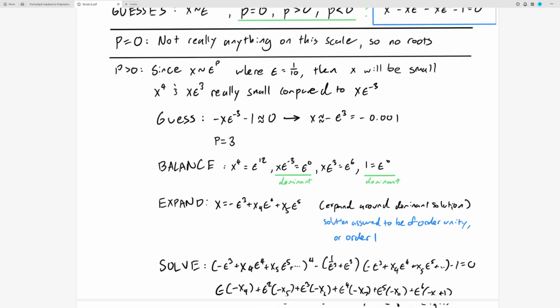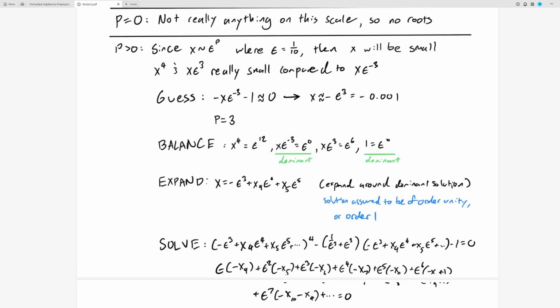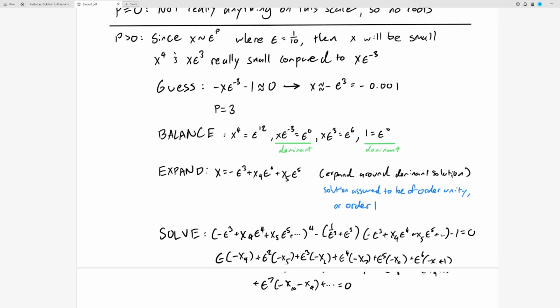Well, you're going to see that x to the 4 equals e to the 12, which is really small, of course. X e to the negative 3 is going to be e to the 0, which is on the order of 1, or order unity. X e to the 3 equals e to the 6, which is really small, and then 1 equals e to the 0, which is, of course, 1 again. So, okay, that means our assumption is true, and that we can now expand x around our solution of 0.001.